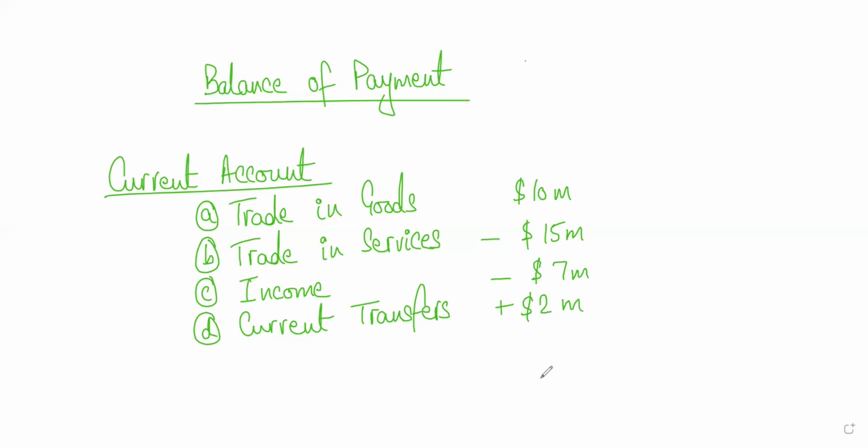So all you have to do is add up the values of these four subsections. So 10 minus 15 minus 7 plus 2. How much does that give? That gives you negative $10 million. Yes or no? Am I right? Did I do the calculation correctly? Because 15 and 7 is 22, and 22 minus 12 should be negative 10, right? Are we good? So it's a deficit.